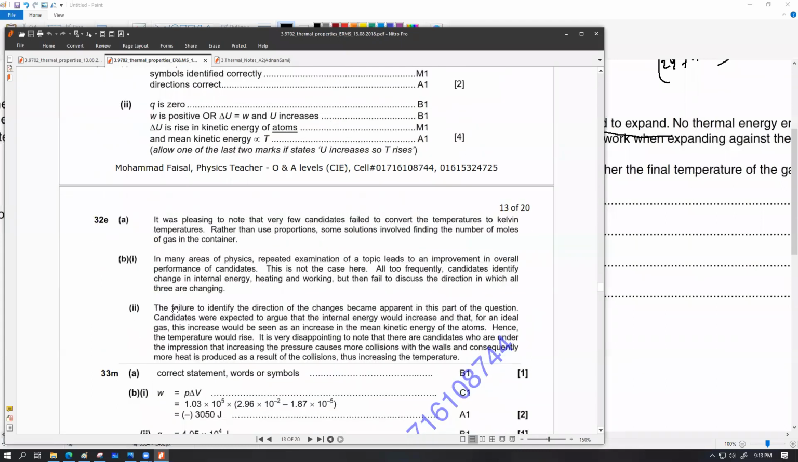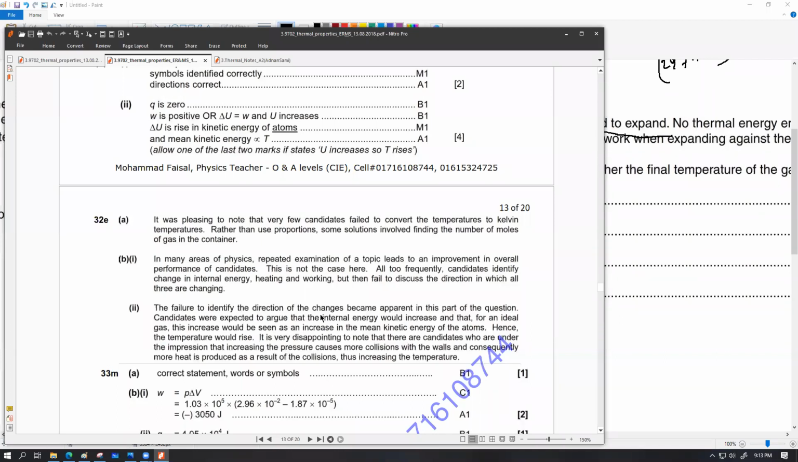I don't know. The failure to identify the direction of the changes became apparent in this part of this question. The candidates were expected to argue that the internal energy would increase and that for an ideal gas, this increase would be seen as the increase in the mean kinetic energy of the atoms. Hence, the temperature would rise. It is very disappointing to note that there are candidates who are under the impression that increased pressure causes more collisions on the walls, consequently more heat produced, and as a result, increase in temperature.